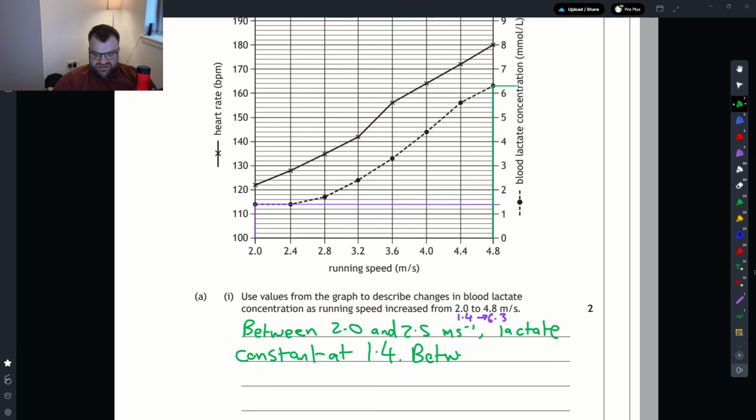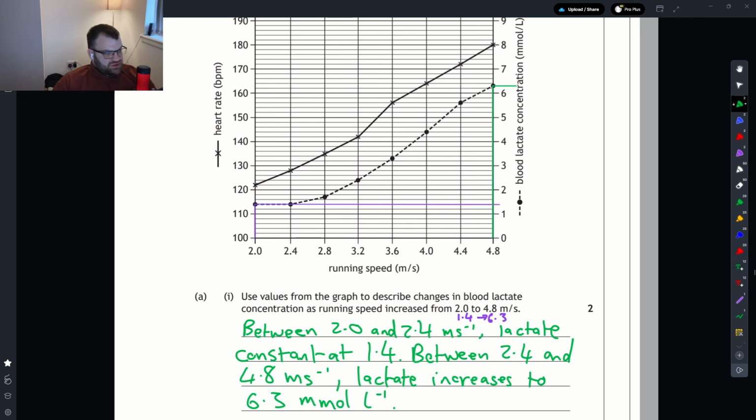And then I want to set up the next section. I made a mistake there: I wrote 2.5 and it should have said 2.4. So between 2.4 and the end of the graph, which is 4.8 meters per second, lactate concentration increases up to 6.3. I've just realized I never put my units in the first value, so I'll make sure to do that here. That's 6.3 millimoles per liter, like so.